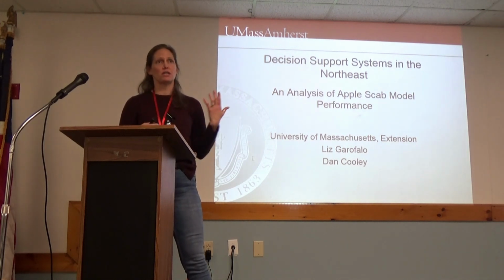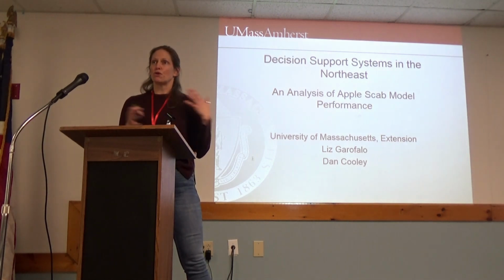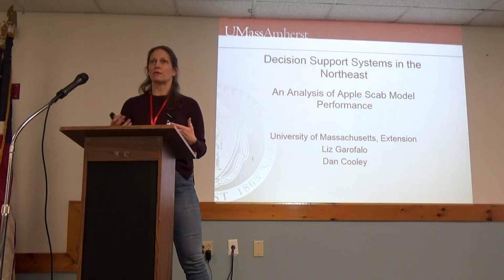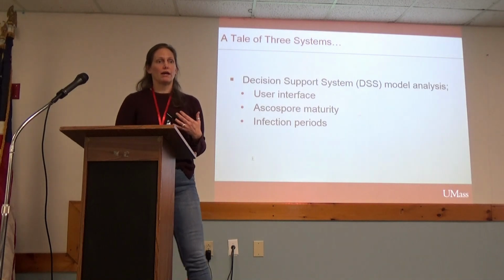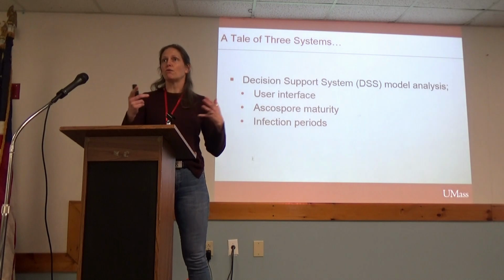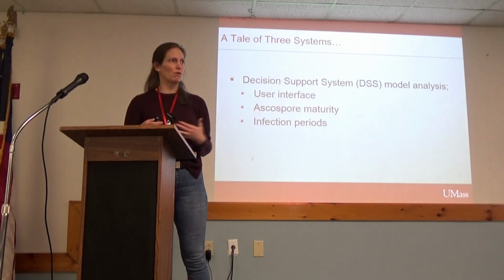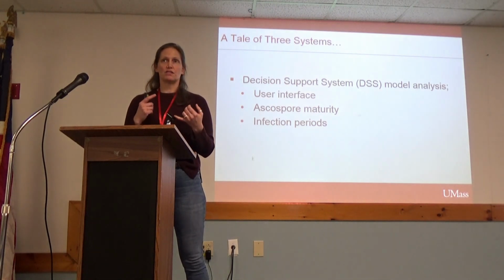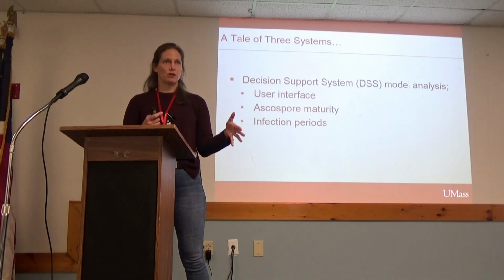As I started watching these events come and go, as I'm sure you all have seen as well with the weather, it was just so variable that I started to wonder whether or not this was affecting the output of our decision support systems and the models in them. So I started to look at these systems. I was looking at the user interface, basically what you all see when you log on to your system and try to determine whether or not there's risk of infection or a pest outbreak. I looked at this as it relates to apple scab, so I was looking at the ascospore maturity component to it and the infection period model as well.